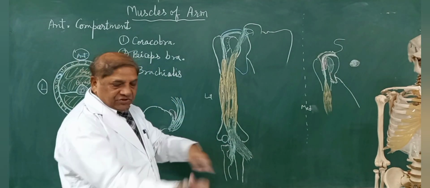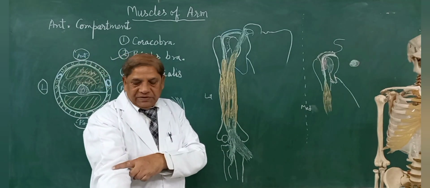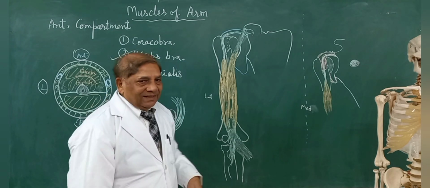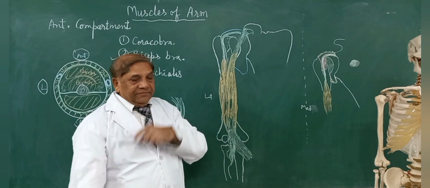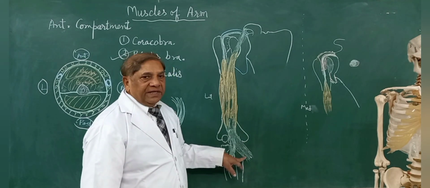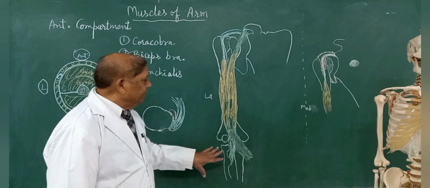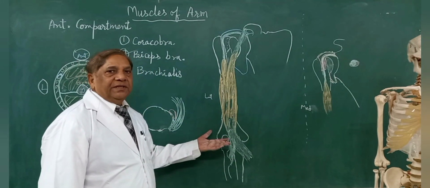Second action, naturally, since it is crossing the elbow joint from the front, it is going to produce flexion at the elbow, because it is attached to the humerus, and through the bicipital aponeurosis it is attached to the deep fascia in front of the arm. So this is a flexion movement.